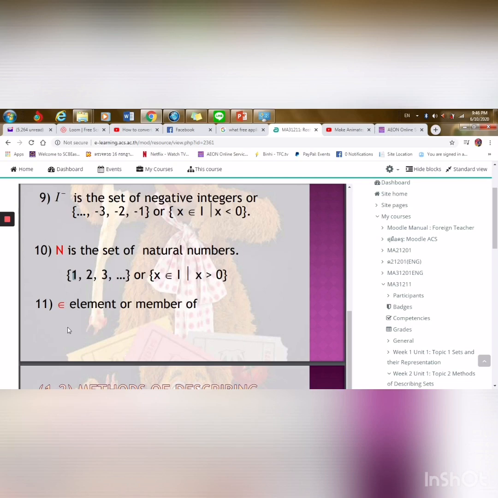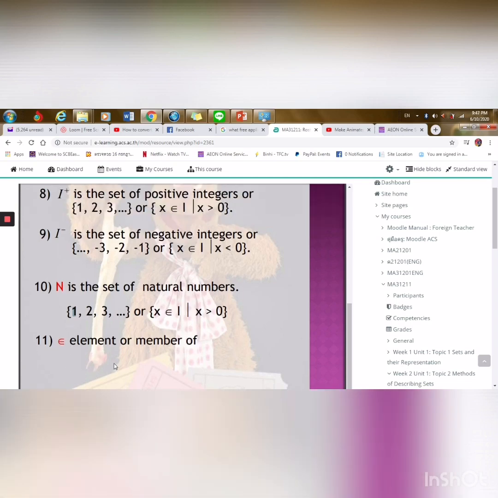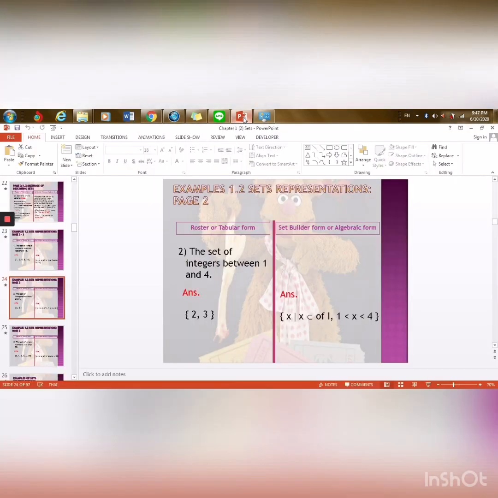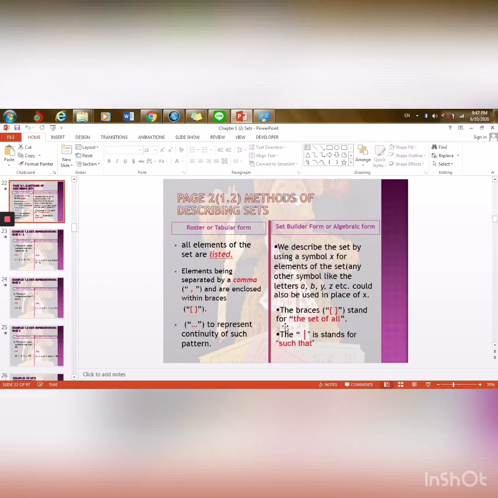So now that we have a basic introduction of the basic notations, I think we are ready to go on with our topic this morning. Okay, let me click on that. This PowerPoint that I created, I made sure that it is very easy to understand. So what I did, I separated 2 columns for each method of describing sets. The left side on your screen is what you call the roster or tabular form.